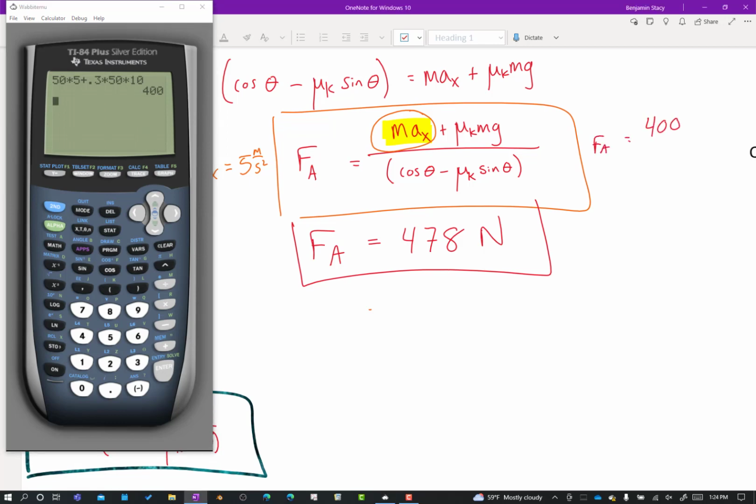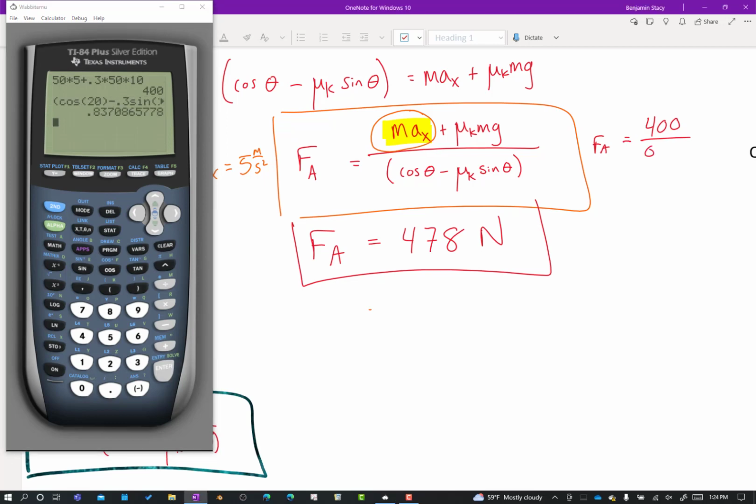So now FA is going to be equal to 400 over, and then what's all this business in the denominator? I got to be careful. I'm going to open parentheses here, even though I don't really need to right now. I got cosine. Am I in the correct mode? Let me check. Degree, okay, right? All these things are important. Cosine 20 degrees. There's cosine 20. Close it up. Minus mu k is 0.3. All right, then sine 20. Close. Let's take a look.